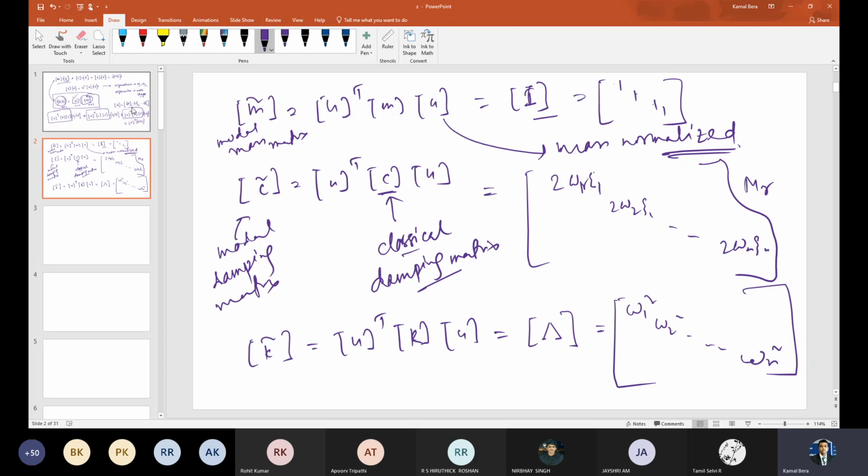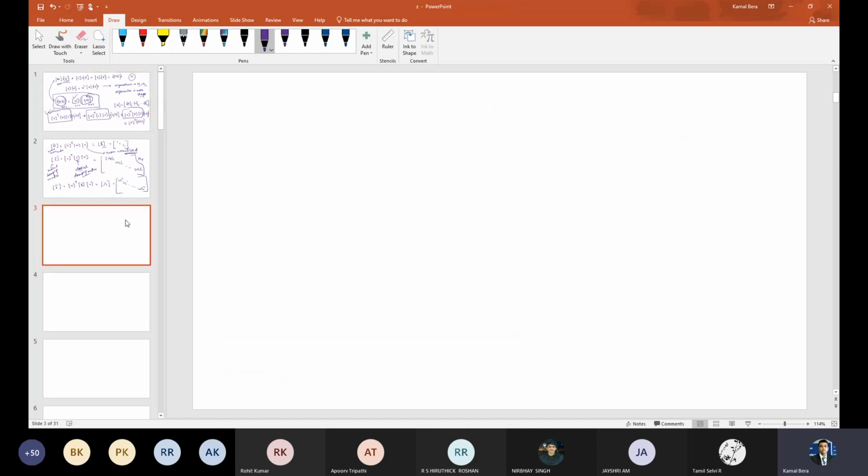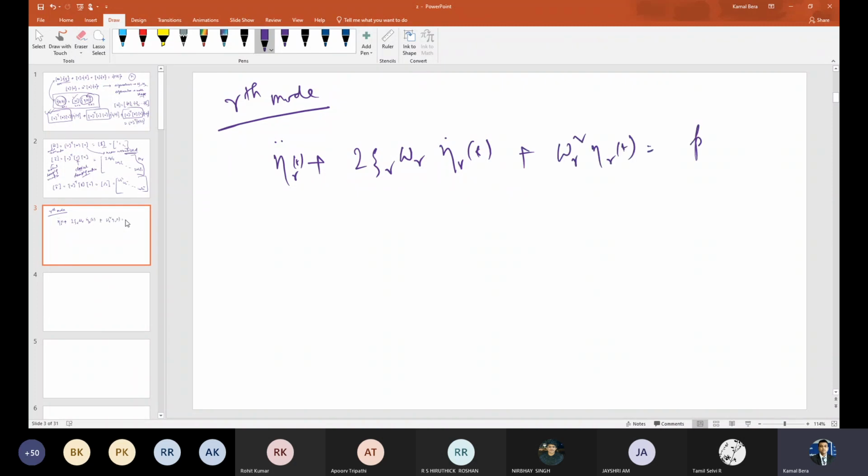So basically this equation is getting diagonalized. Instead of n coupled ordinary differential equations, we are going to solve single equations at a time. So for, let's say, the rth mode, we are solving eta r double dot plus 2 zeta r omega r eta r dot(t) plus omega r square eta r(t) equals some p r star(t).